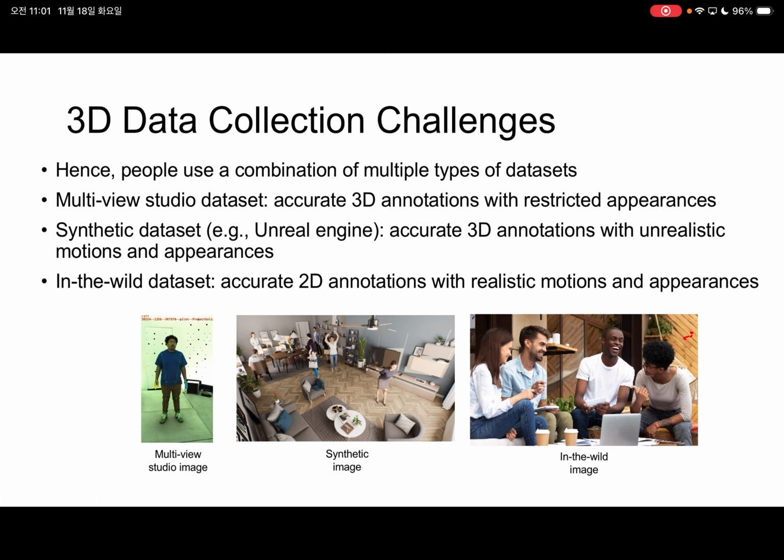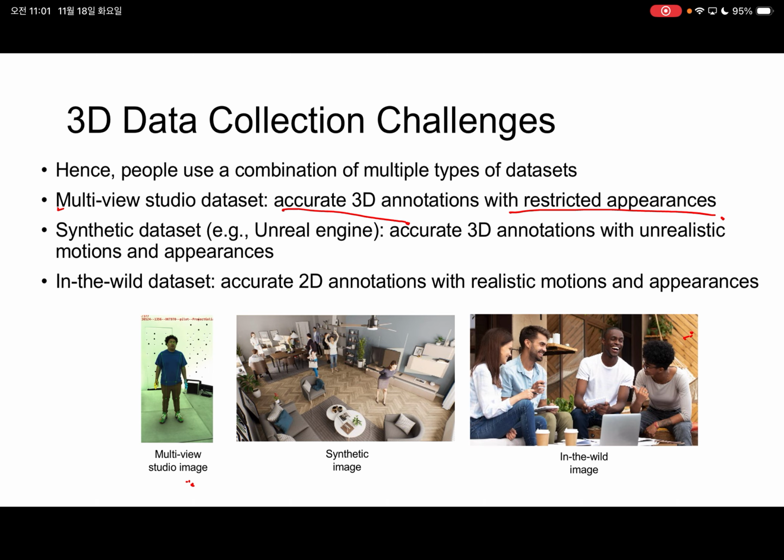The left one is multi-view studio images, as I introduced. We have a constructed studio with many calibrated, synchronized cameras, and then we can secure good quality 3D annotation, but the limitation is restricted appearance. The background is always the same, the light is always the same. Of course, we can construct many lights, but it cannot cover all the diversity of real-world lights and background combinations. So the good point is that it has accurate 3D annotation, but the limitation is that it has restricted appearances.